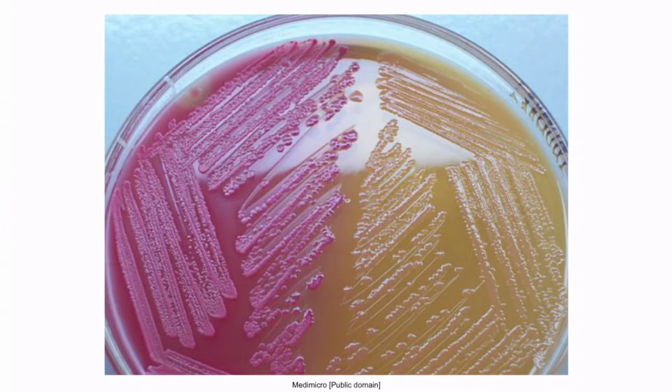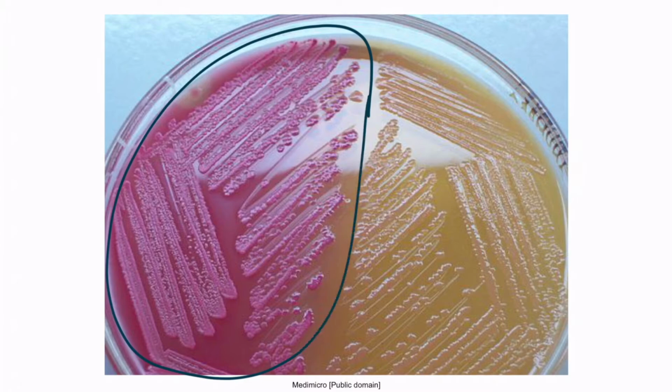This is a figure of McConkey agar, and notice that the organisms on the left right here are pink, and the organisms on the right are yellow. The pink color occurs as lactose-fermenting organisms produce acid from the lactose, which lowers the pH of the agar and causes the pH indicator to turn pink. So E. coli would look like this on McConkey agar.